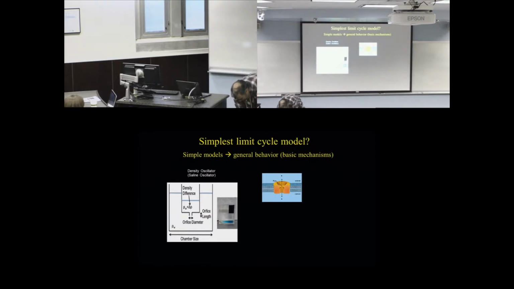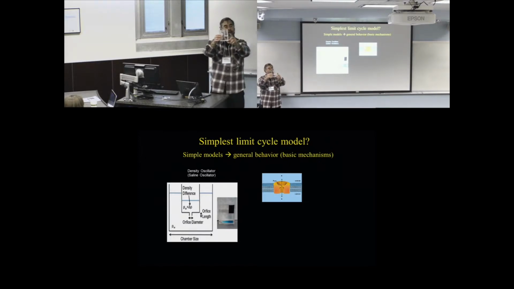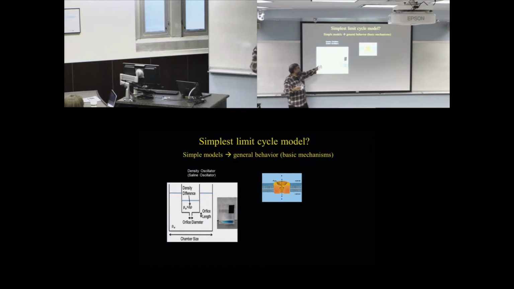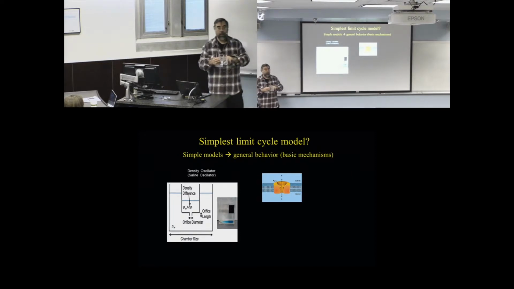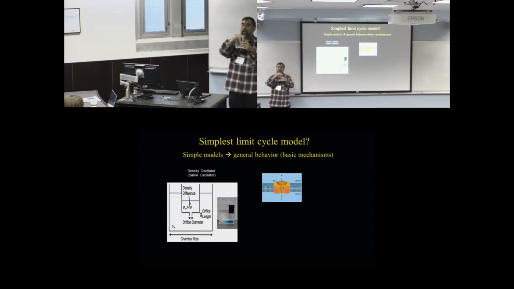So one of these things is just a container like this. You have two containers, one inside another one. They're fixed, and they're only connected by a small hole. If you fill the inner container with salt water and the other container with fresh water, and you put them at the same height, then what do you expect to happen?